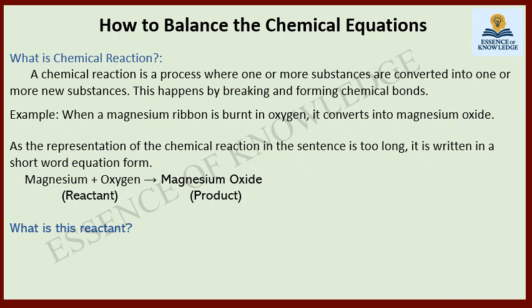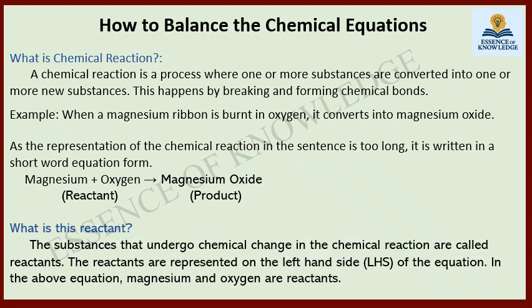What is meant by reactant? The substances that undergo chemical change in a chemical reaction are called reactants. The reactants are represented on the left hand side of the equation. In the above equation, magnesium and oxygen are reactants.